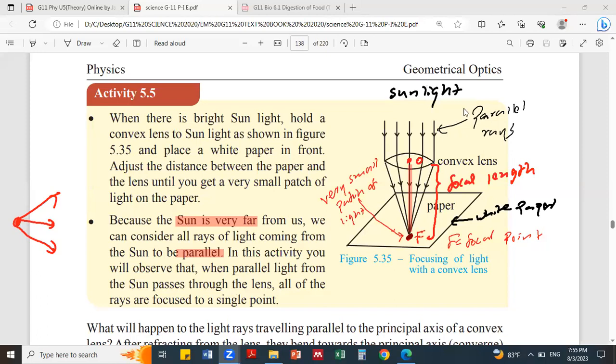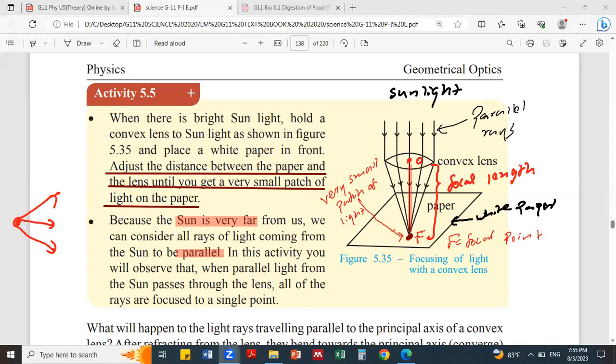How to do this? You are given the first paragraph. I'll underline it, so note it down. They can ask how to find the focal length of a convex lens. Adjust the distance between the paper and the lens until a very small patch of light is formed on the paper. Keep a lens above a paper and adjust the distance between them. How to adjust the distance between the lens and the paper? You can move the lens upwards and downwards vertically until you get a clear patch of light.